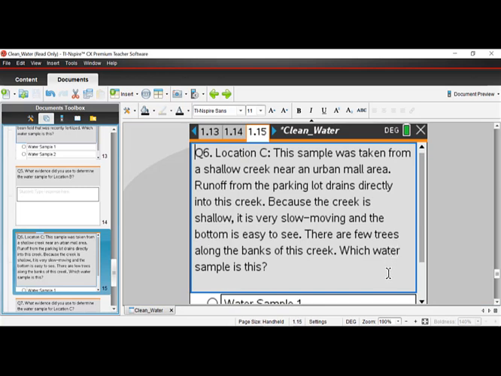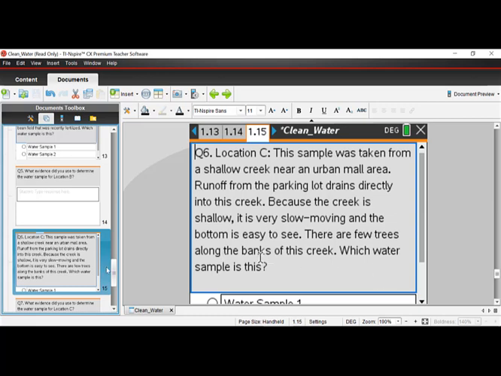All right, and let's see. Look at the last location, location C. This sample was taken from a shallow creek. Remember, shallow creeks are more susceptible to the sun heating it up, near an urban mall area. Runoff from the parking lot drains directly into this creek. So if your car leaks oil or spilled a little bit of antifreeze, it's going to probably end up in the creek. Because the creek is shallow, it's very slow moving and the bottom is easy to see. There are a few trees along the banks of this creek. Which water sample is this?